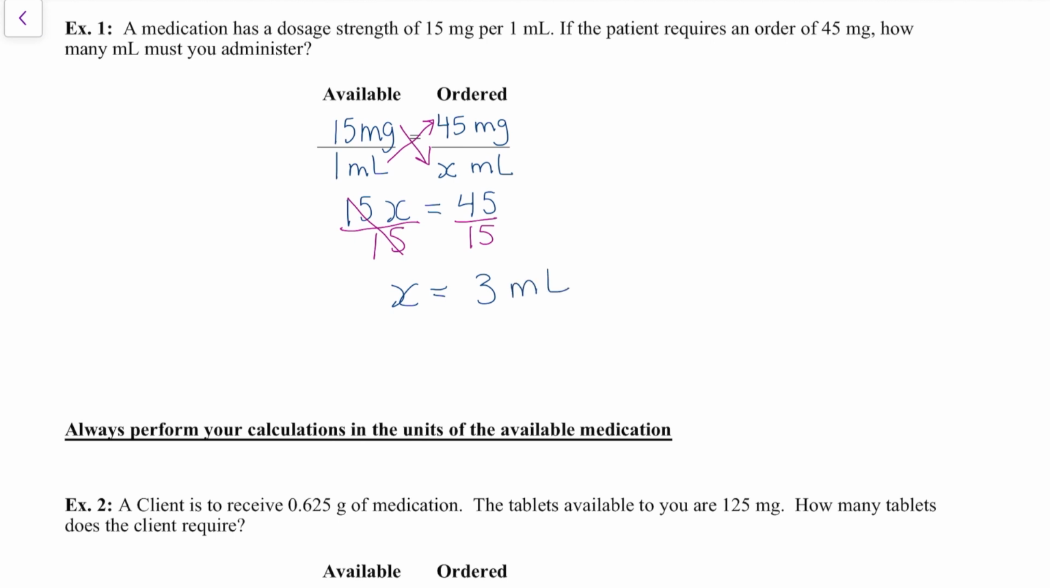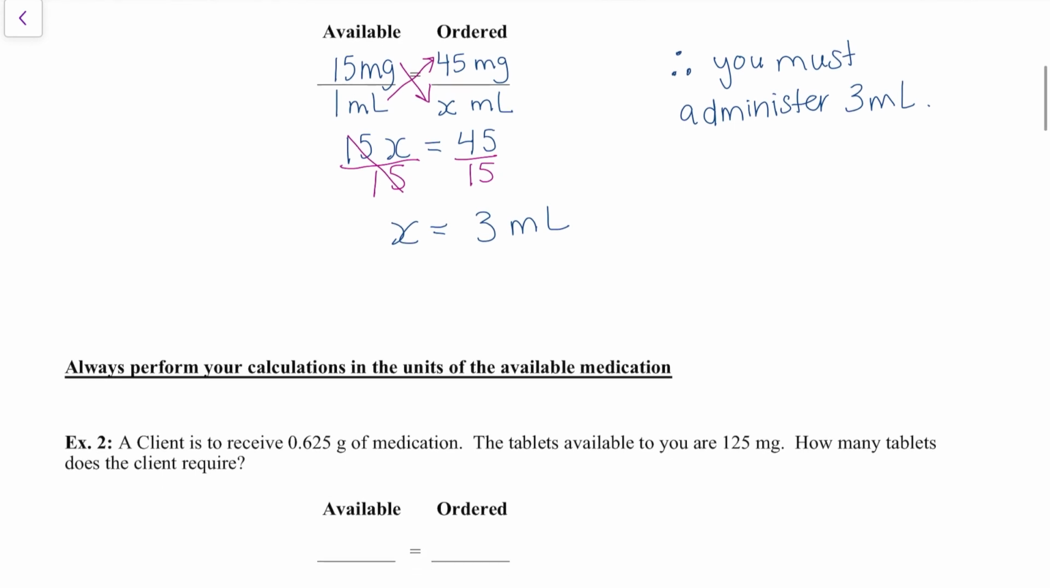Okay, so I can look back up, see my x was milliliters. The original question was asking how many milliliters must you administer, and the answer is you must administer 3 milliliters. We always want to end with our units in a sentence attached.